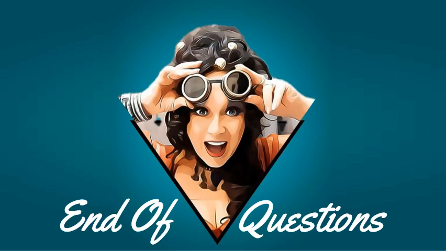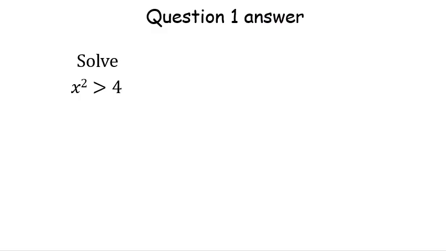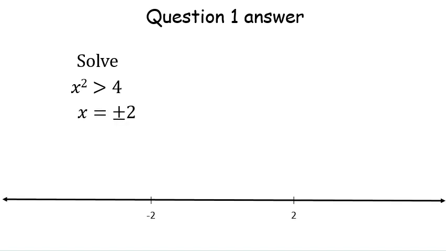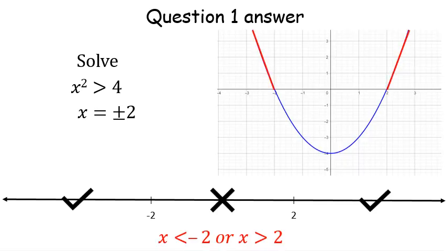Let's move on to the answers. Question 1. In order to solve all these inequalities, I've solved them as normal equations and then checked the intervals between the critical points. Checking the critical points of this inequality, we find that x is less than -2 or x is greater than 2.